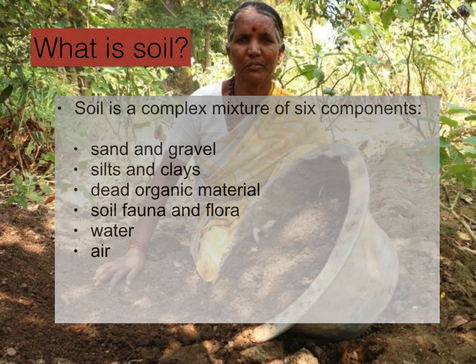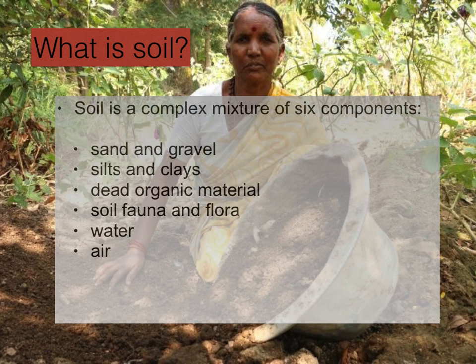So what is soil? Soil is a complex mix of 6 components. 1. Sand and gravel: mineral particles from bedrock, either in place or moved from elsewhere, as in wind-blown sand. 2. Silts and clays: extremely small mineral particles. Many clays are sticky and hold water because of their flat surfaces and ionic charges. Others give red color to soil.